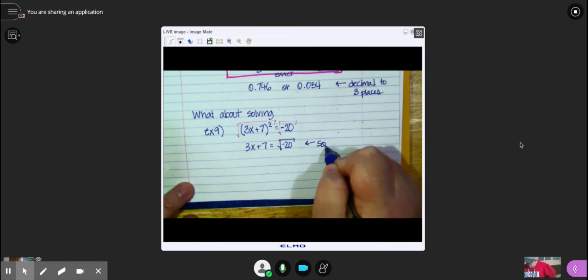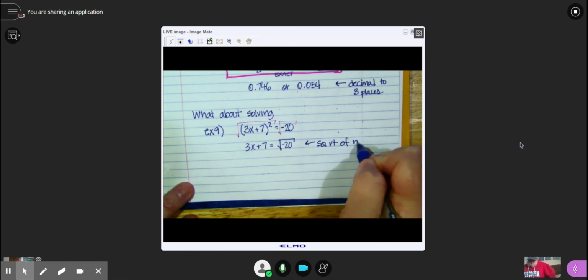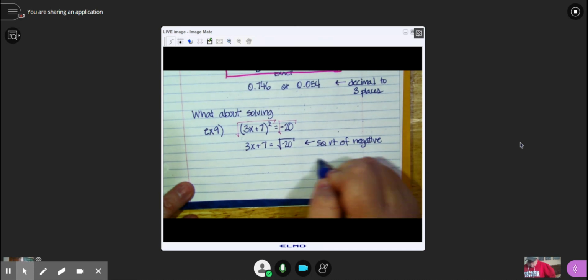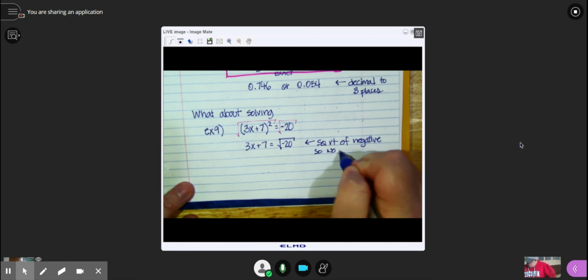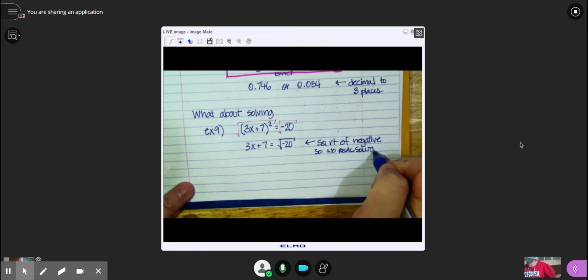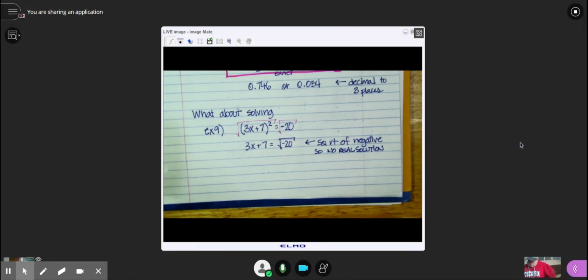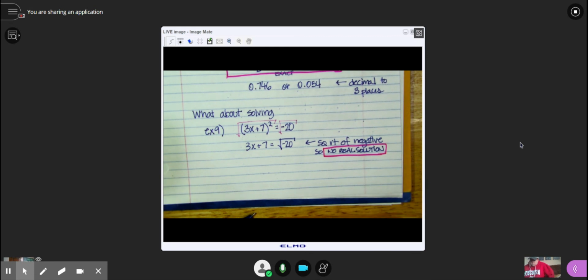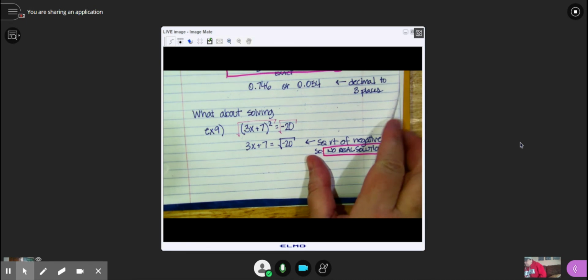That square root of a negative number cannot happen, so we have no real solution. The square root of a negative number is imaginary, which is something you'll learn about in intermediate algebra, but we'll get no real solution there. Okay.